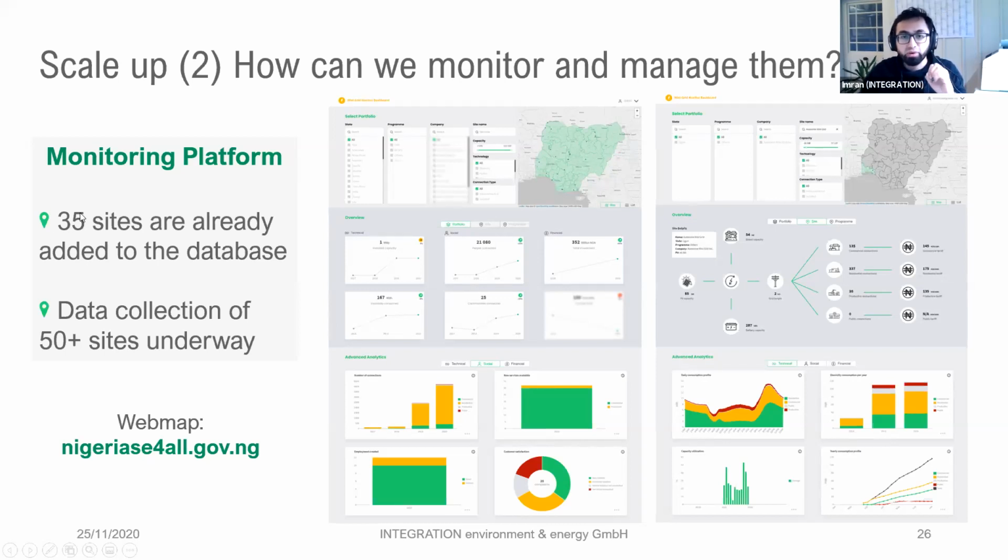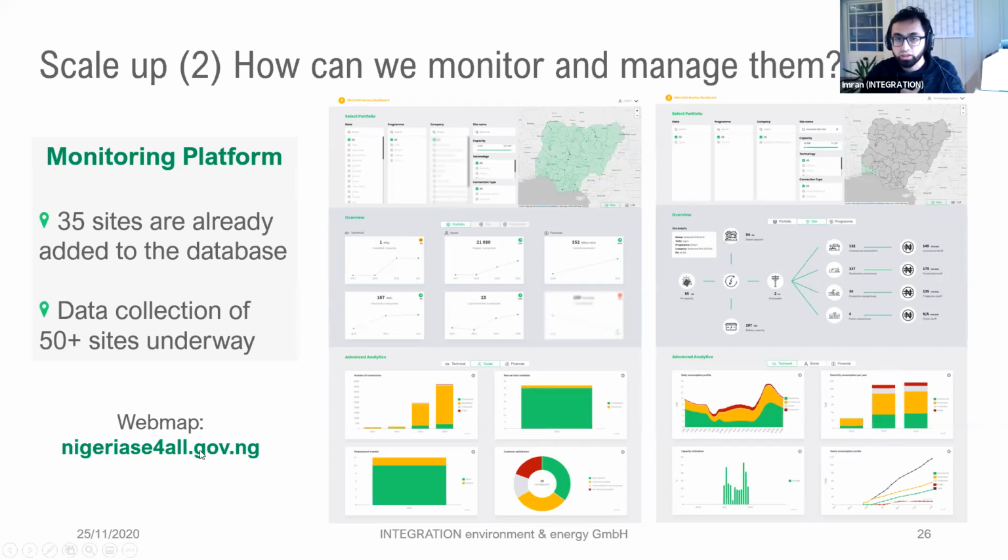At the moment, for example, we have been able to include 35 sites. We are still collecting data on 50 more that are out there. But the idea is that such a platform allows a regulatory agency or other stakeholders to have a portfolio level overview of what is happening in the sector, which kinds of systems are coming, and what further support needs to be provided in terms of making these projects more technically viable, and also if there are financing gaps as well.